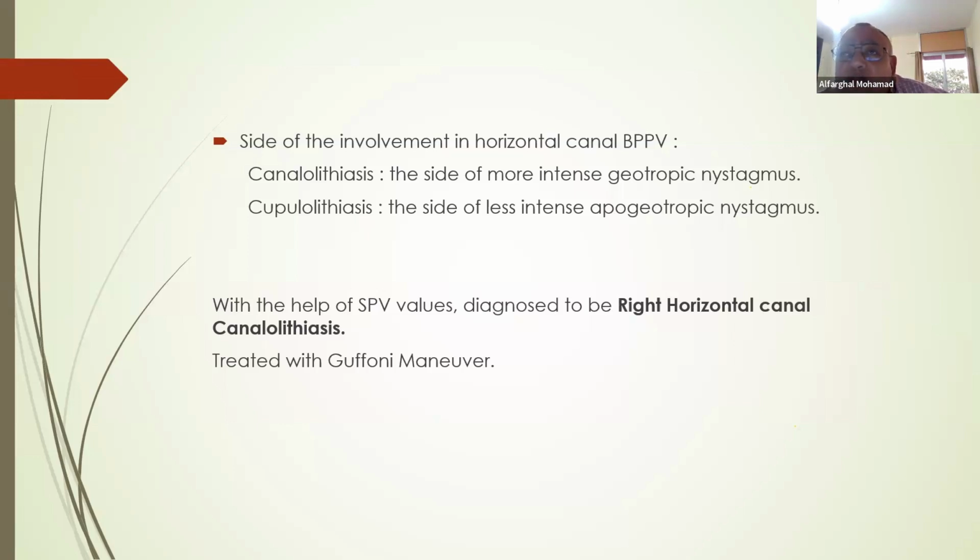Second law, for the horizontal canal, ampullopetal endolymphatic flow is excitatory, ampullofugal is inhibitory. For the vertical canals, the posterior and anterior, ampullopetal flow is inhibitory, ampullofugal, towards the utricle, is excitatory. And you can add that law which I just mentioned: all the semicircular canals respond to excitatory stimuli much more strongly than to inhibitory stimuli.